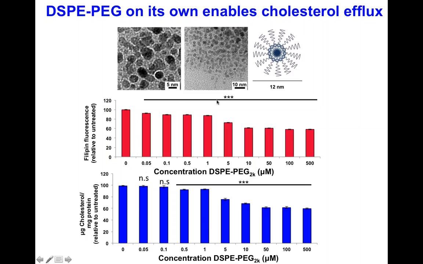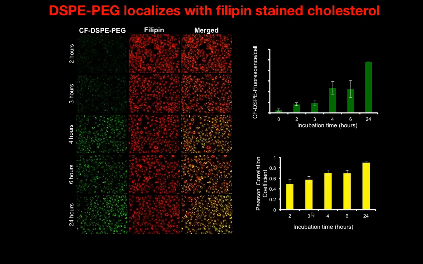If you look at these structures, they are around 12 nanometer micelles. Addition of different concentrations of DSPE-PEG causes a flux of cholesterol, and you start to see a decrease in the level of Filipin staining inside the endolysosomal system. You can quantify the whole amount of cholesterol inside the cells as well, and you see a very similar trend. So we are able to sequester out cholesterol using just DSPE-PEG.